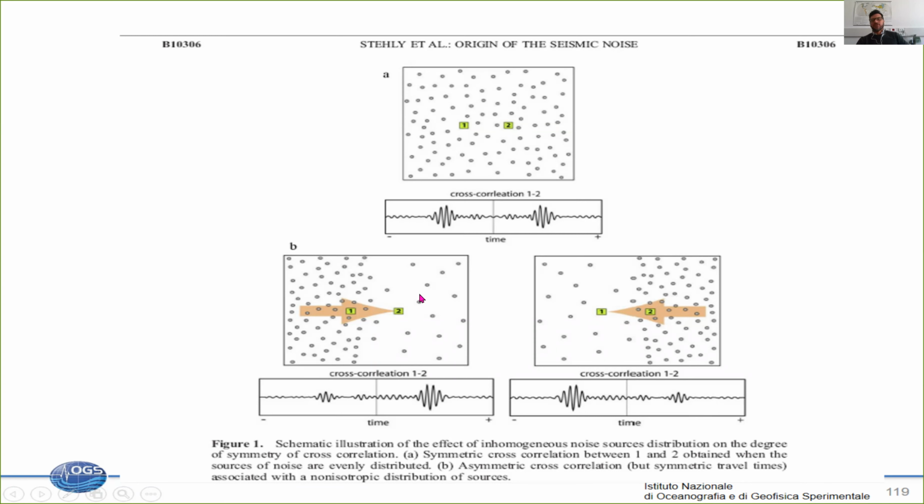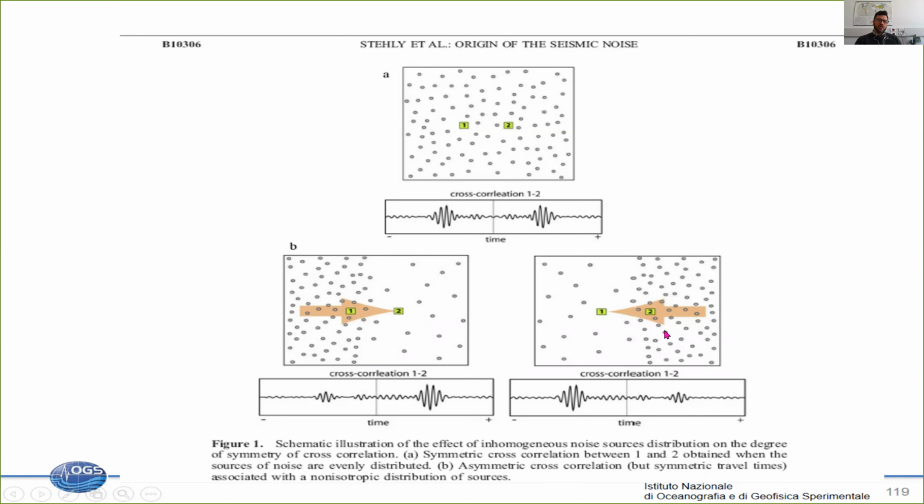What happens if the distribution of noise is not so homogeneous? Let's assume that most of the noise sources are located nearby, let's say, the area of station 1. In this case, what we will observe is that the arrival time of these two signals is the same, but the amplitude can be different. So the causal part will be much bigger in terms of amplitude. But you see, still only the amplitude is different.